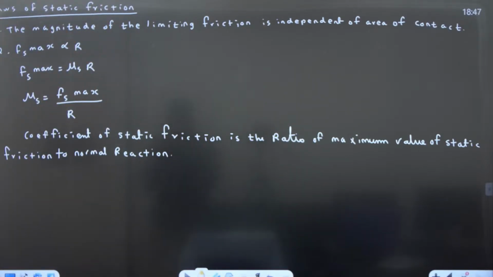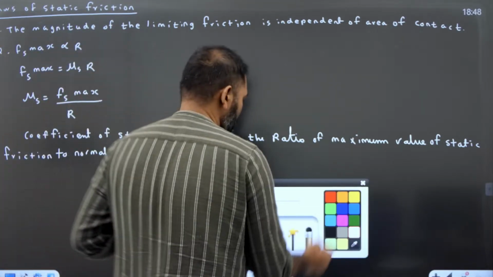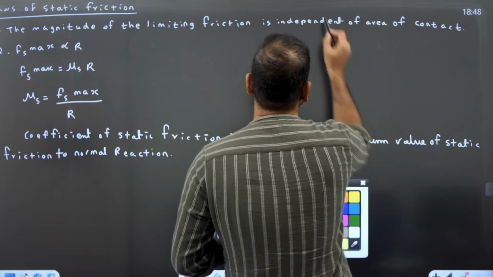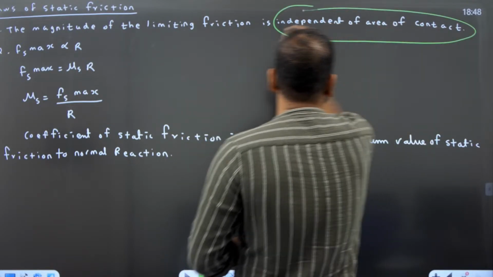These are the laws of static friction. So what is the first law? The magnitude of limiting friction is what? Independent of area of contact. That word independent is very important. The magnitude of limiting friction is independent of area of contact.